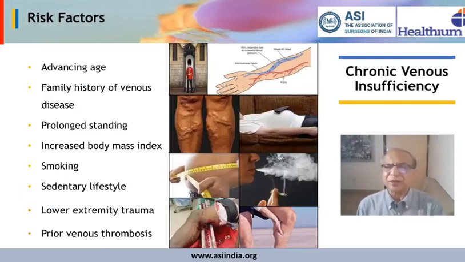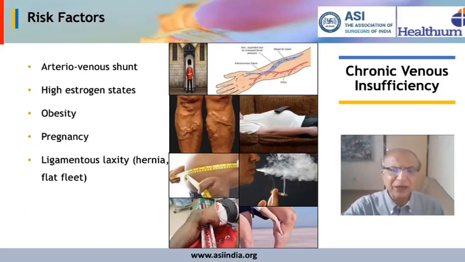So what are the risk factors of this condition? Advancing age. This condition certainly is more common as we age because of the laxity of the tissue and the overall burnout of the valves in the veins. Family history of venous disease, prolonged standing, increased BMI, smoking, sedentary lifestyle, lower extremity trauma, prior attacks of venous thrombosis, arteriovenous shunts, high estrogen states, obesity, pregnancy, ligamentous laxity like hernia, flat feet, etc., are somewhat predisposing or risk factors to this condition.